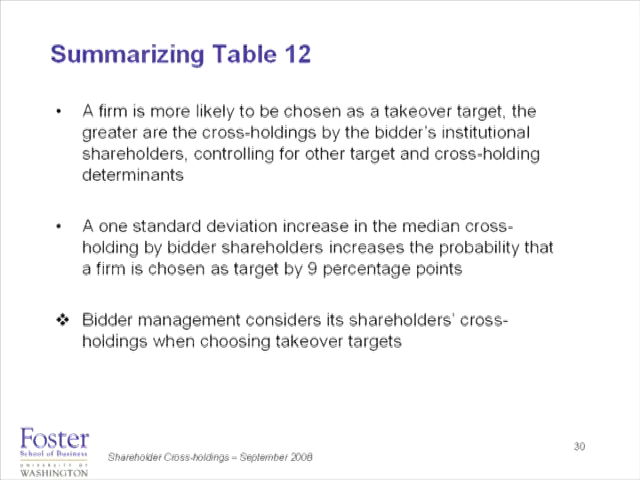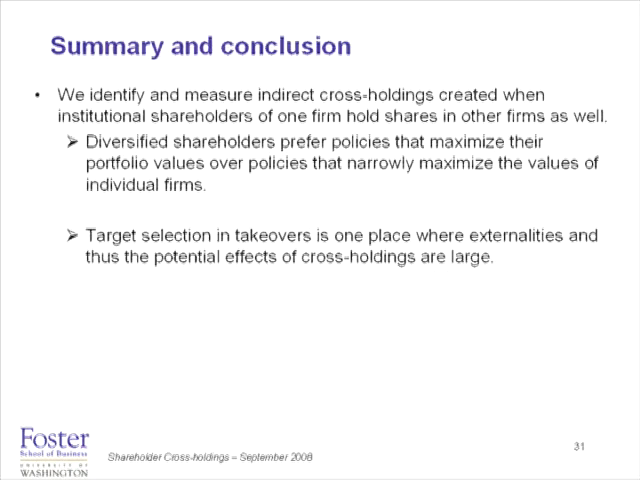And so it appears, based on all this, and doing our best to control for other characteristics, that cross holdings incrementally predict who's going to be chosen as a target. Take a pair of firms: on the margin, the one that has the greater cross holdings is more likely to be the target.